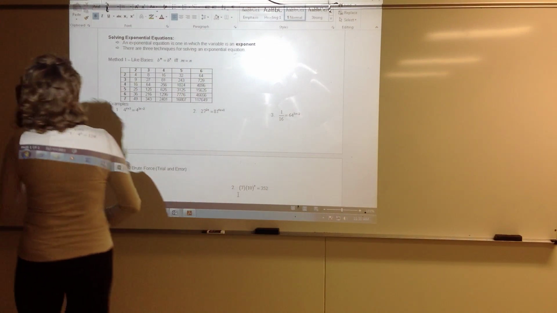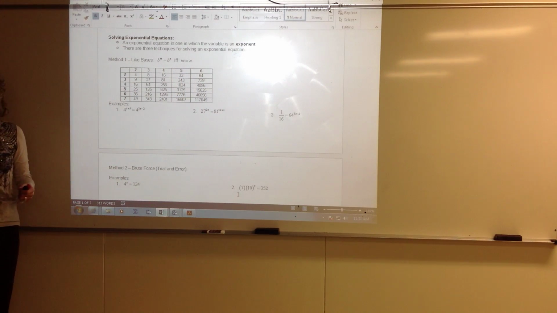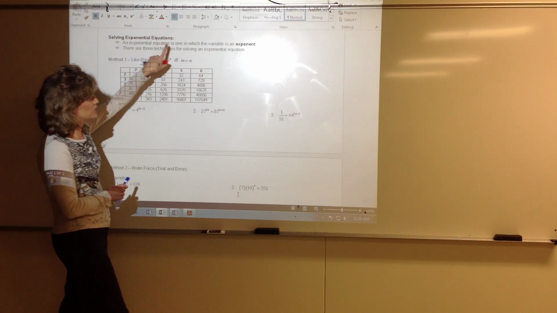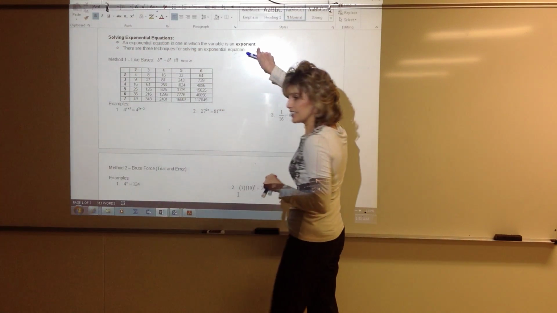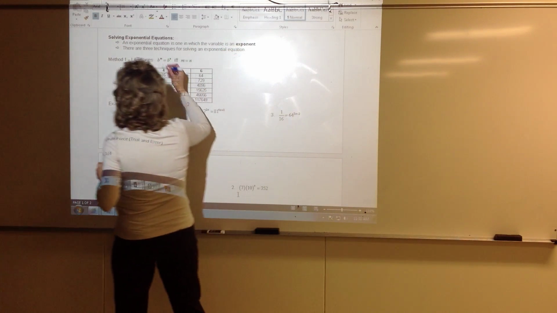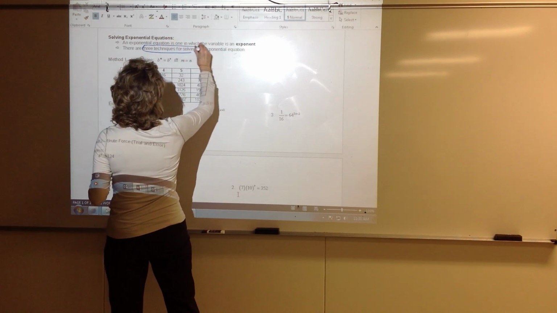Okay, here's where we are. Solving exponential equations. We are going to learn 3 methods for solving exponential equations. Remember this, an exponential equation is one where if you look at the exponent, it's got a variable in it. And there are 3 techniques for solving an exponential equation.